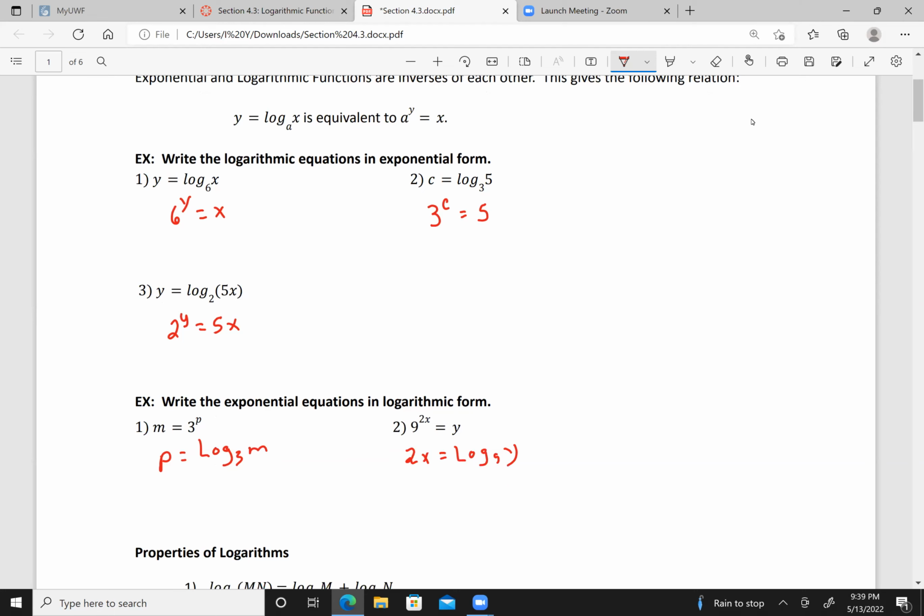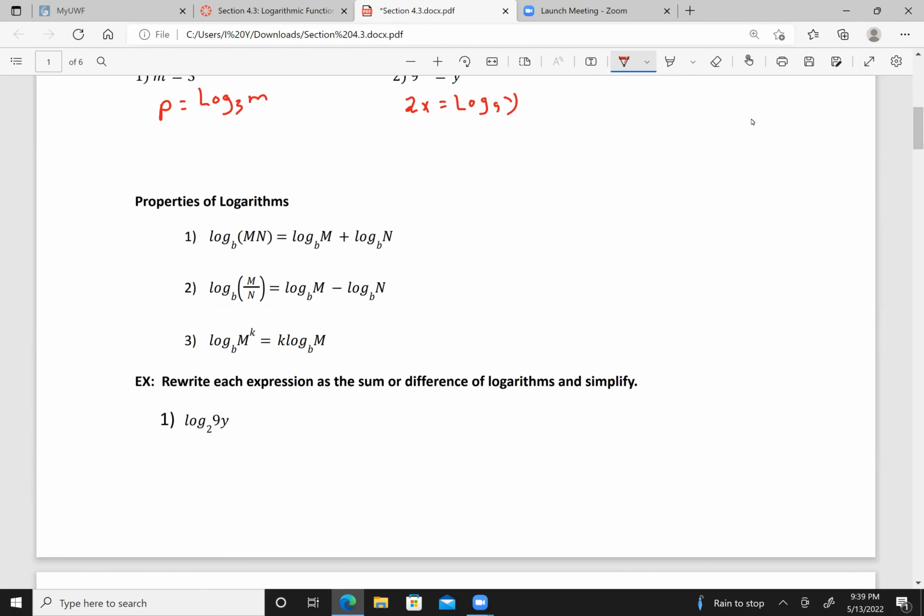Okay, then we have some properties of logarithms to look at. First one, we have the log base b of m times n is equal to the log base b of m plus the log base b of n. Likewise, the log base b of m divided by n is equal to the log base b of m minus the log base b of n. And lastly, this power rule here, we have the log base b of m to the k is equal to k times the log base b of m.